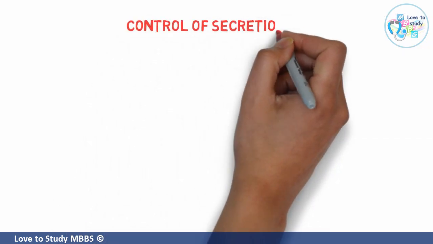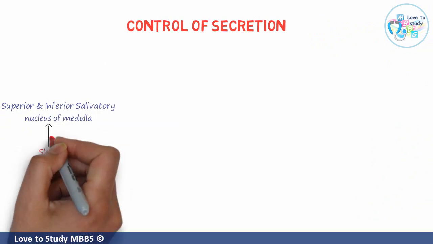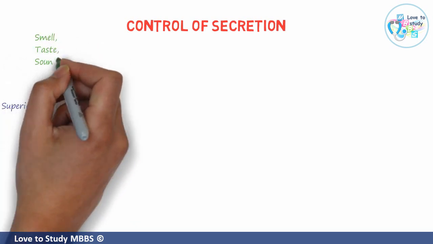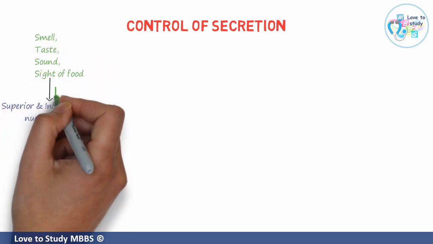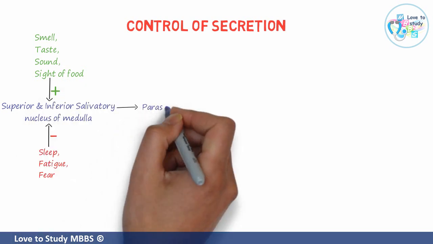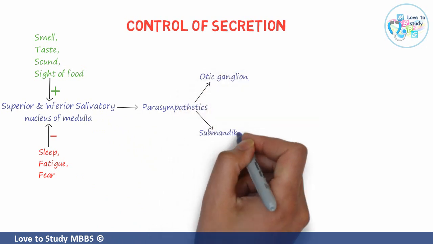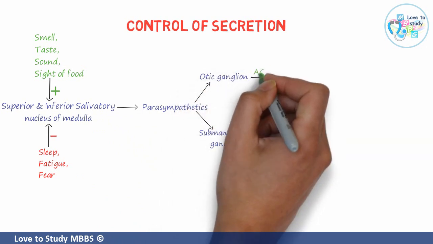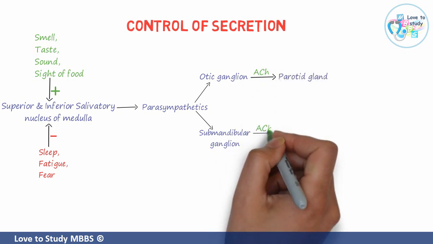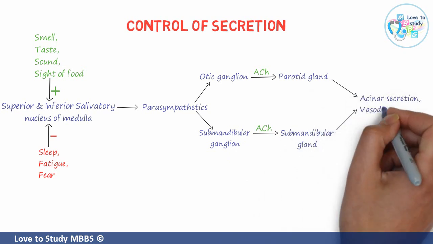Let's see how saliva secretion is controlled. Saliva secretion is mainly mediated by the parasympathetic nervous system, yet it has sympathetic involvement too. Smell, taste, sound, and sight of food initiate the salivary secretion process by stimulating the superior and inferior salivatory nuclei in the medulla. Signals go to otic and submandibular ganglions through parasympathetic nerves, and ultimately parotid and submandibular glands cause salivary secretion via effects on acinar secretion and vasodilation.